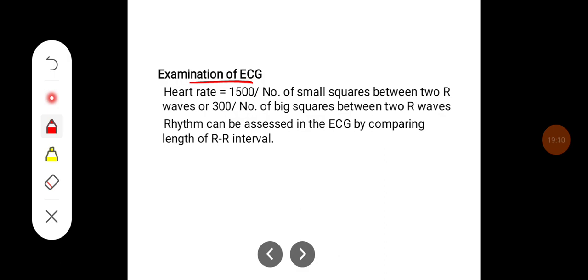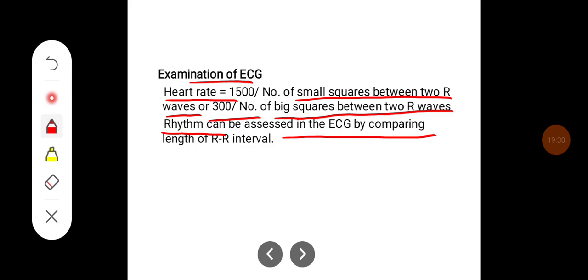Examination of ECG. You can calculate heart rate. Heart rate is equal to 1500 divided by number of small squares between two R waves, or 300 divided by number of big squares between two R waves. The ECG can also detect the rhythm. A rhythm can be assessed by ECG by comparing the length of RR interval.